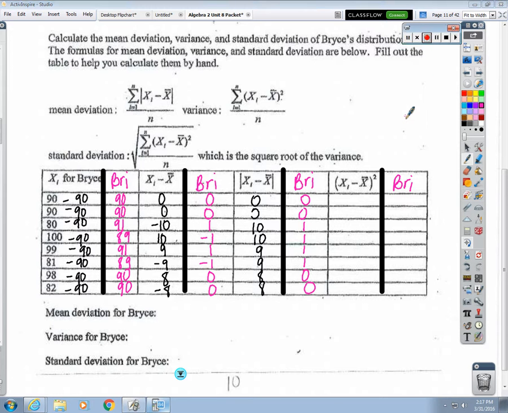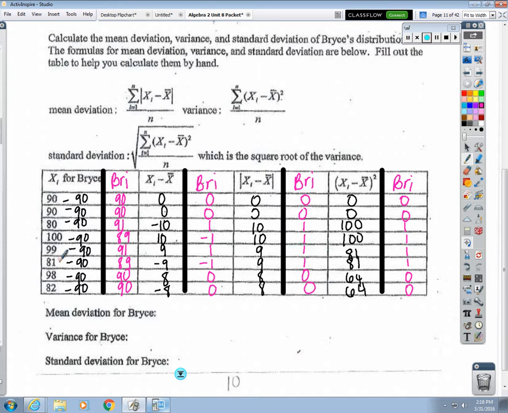Now the next thing that we're going to do is take the deviation and square it. So starting with Bryce's list, we're going to square all these numbers. What is 0 squared? 0. 0 squared. 0. 10 squared. And there's 2 of those. 9 squared. There's 2 of those. 8 squared. And there's 2 of those. So those are the deviations squared. Now we'll do that for Brianna's data. So what will you get? The same thing, because when you square 0, don't you get 0? And when you square 1, don't you get back a 1?